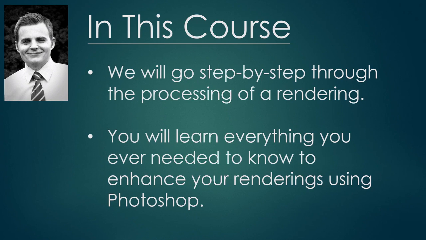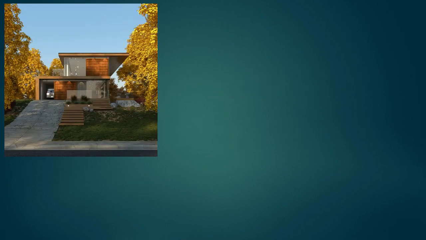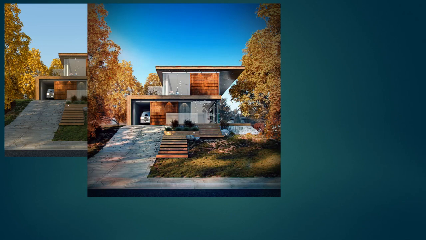In this course, we will go step by step through the processing of a rendering. You will learn everything you ever needed to know to enhance your renderings using Photoshop. Let's have a look at the images we'll be working on. This is a raw rendering straight out of V-Ray and 3ds Max. You can see that depending on your monitor, maybe the colors are shifted a little bit. There's not a lot of contrast, and the image doesn't really pop. It needs that extra push. So I'll show you how to take it from this to this.